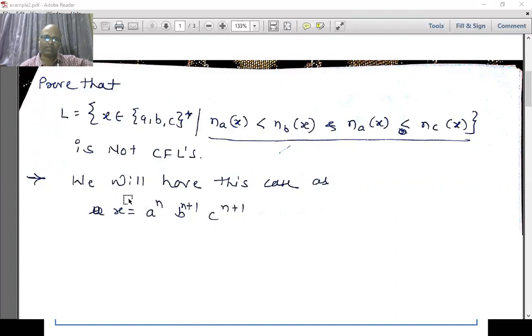This pattern we will visualize in terms of X as A raised to n, if we have n A's. Now we want to make sure that the number of A's is less than the number of B's. So we'll have the pattern B raised to n+1 and C raised to n+1, so that this condition is satisfied. Now we want to prove this language as a non-context free language.